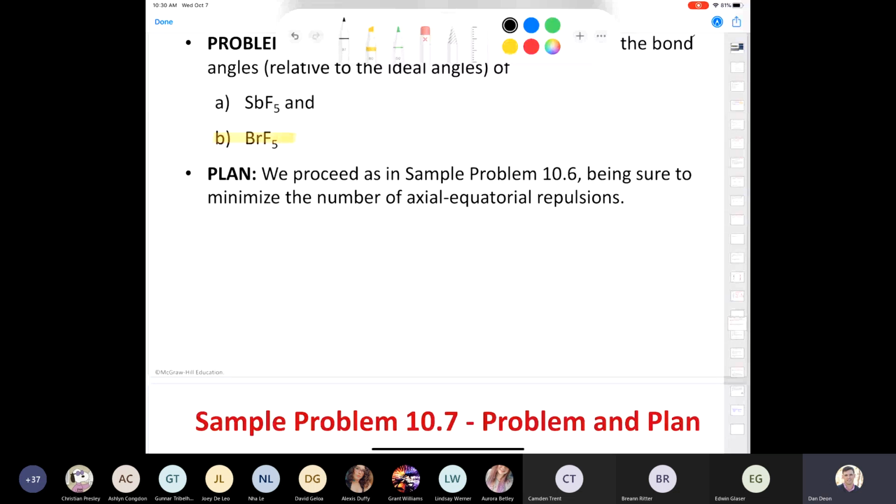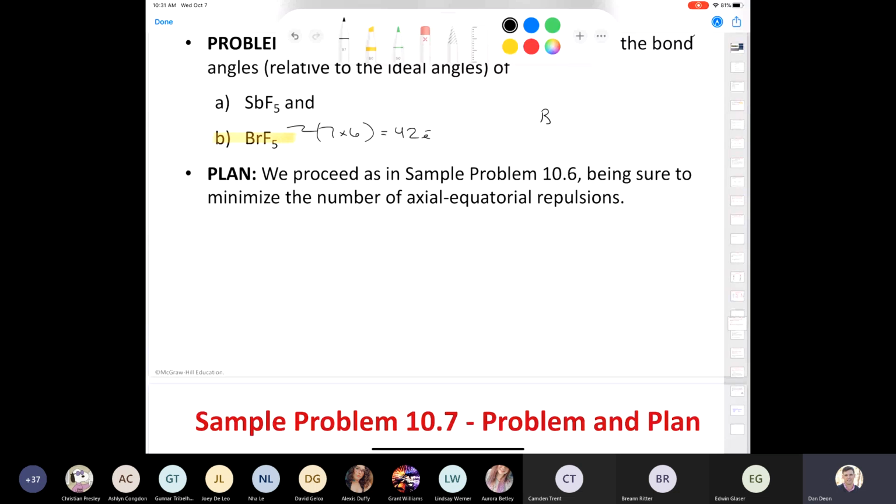We know that bromine and fluorine are both in group 7A. They both have 7 valence electrons. There's a total of 6 atoms. So 7 times 6 gives me 42. So I've got a total of 42 electrons.